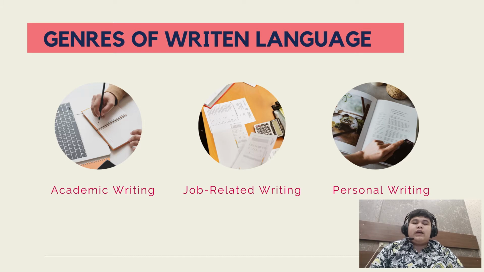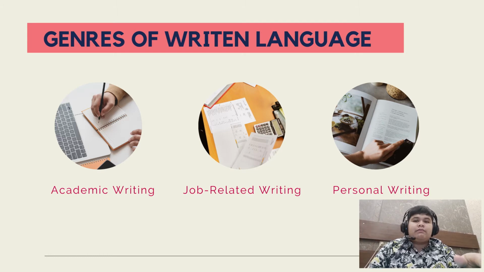The first is academic writing. Examples of this writing are thesis and dissertation. The second is job related writing. Examples of this writing are project reports and announcements. And the third is personal writing. Examples of this writing are text messages, tweets, emails, letters, and greeting cards.